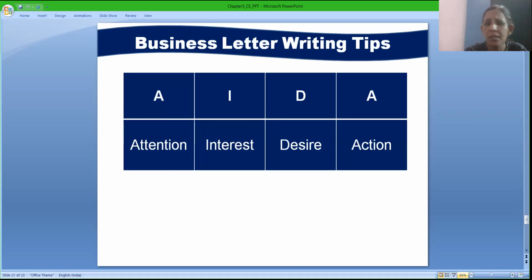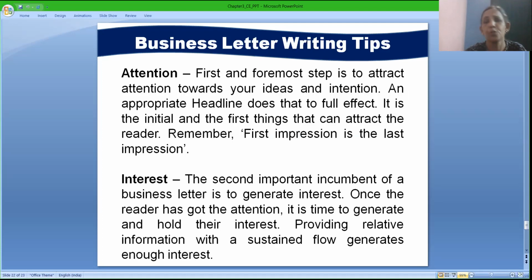Once you do this, remember, the technique of writing the letter should be based on the concept of AIDA. This is again applied even in sales. The acronym AIDA stands for attention, interest, desire, and action. Unless you grab the attention of the audience, they will not read your letter. So the recipient, the respondent, should get attracted. His attention should be completely on your letter.